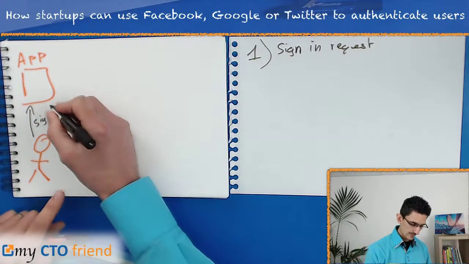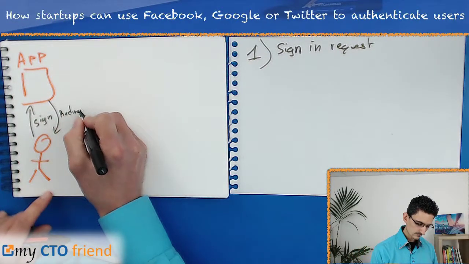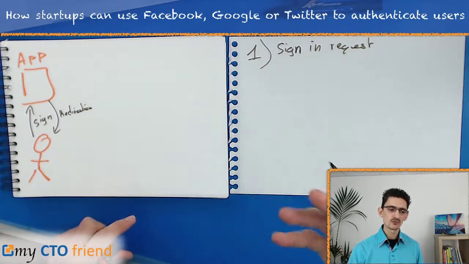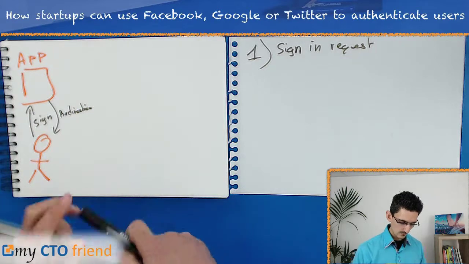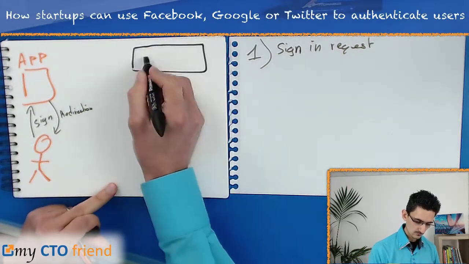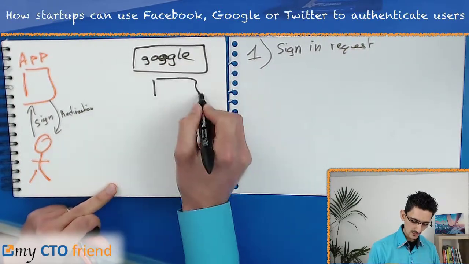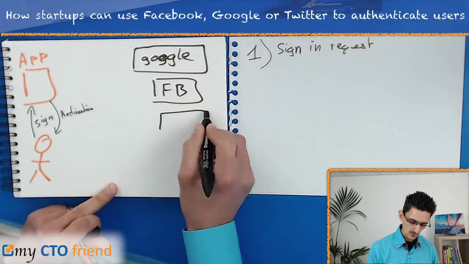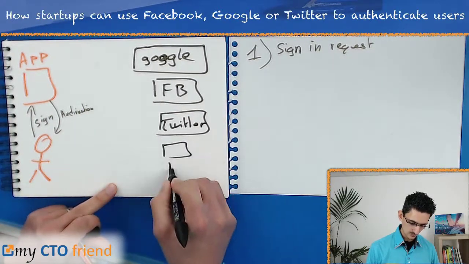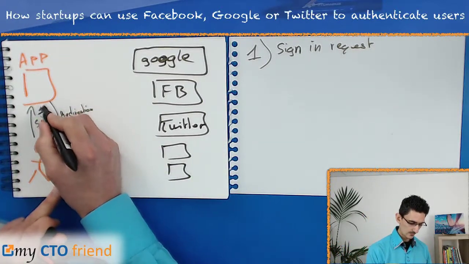The sign-in request is going to be a redirection to the company you trust. As an example, we can assume that we're going to log in through Google. But it's the same thing if you are using Facebook, Twitter, and so on and so forth. So that was the very first step.